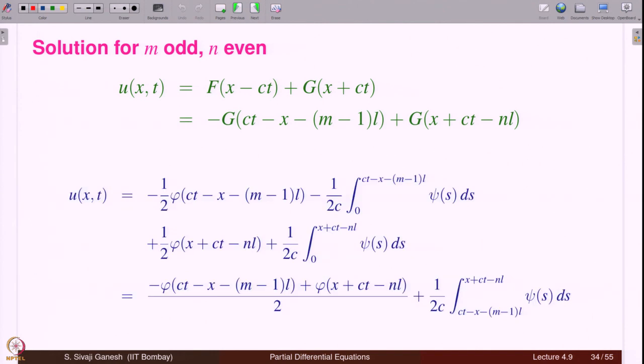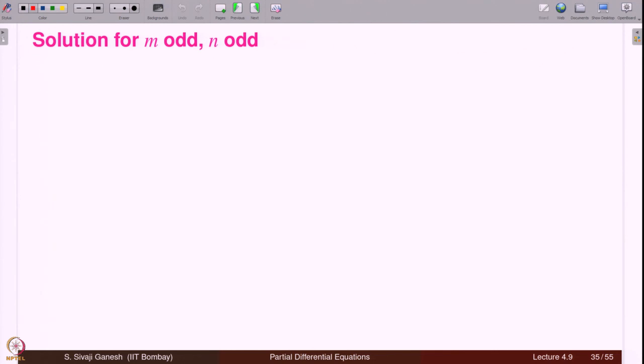This is for m odd and n even. Note the final formula is not in the D'Alembert form, because D'Alembert wants only phi here, but there is a minus here and x minus ct here, but something else is here. So, we will do that later.